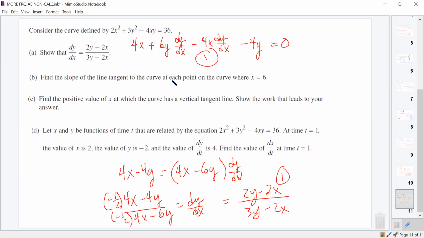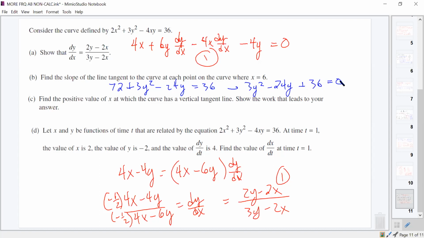Part B, find the slope of the line tangent to the curve at each point on the curve where x equals 6. So that means there may be multiple points where x equals 6. So we'll plug in 6 for x first. 6 squared is 36 times the 2 is 72. So 72 plus 3y squared minus 24y equals 36. Or 3y squared minus 24y plus 36 equals 0.